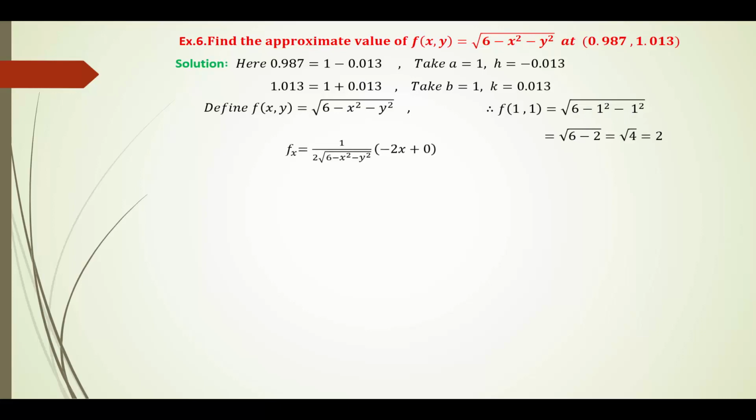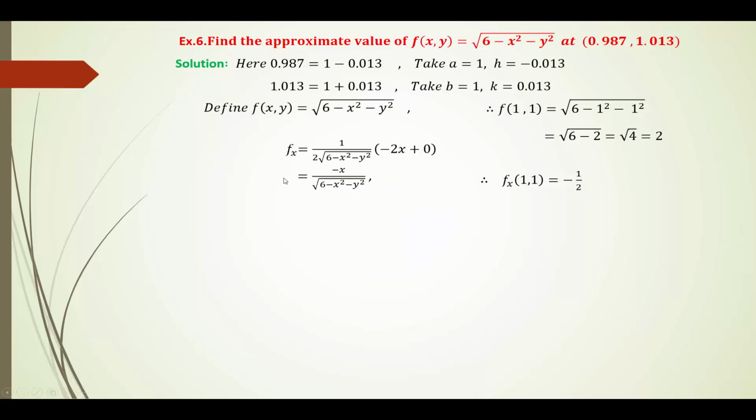Find fx, the partial derivative of f with respect to x. So fx is equal to the derivative of the square root, which is 1 upon 2 into square root of 6 minus x square minus y square. Now the derivative of 6 is 0, the derivative of x square is 2x, and the derivative of y square is 0. The 2s cancel, giving minus x upon square root of 6 minus x square minus y square. Find the value of fx at the point (1,1): put x is 1, y is 1. So minus 1 upon square root of 6 minus 2, which is root 4. Root 4 is 2, so we get minus 1 upon 2.